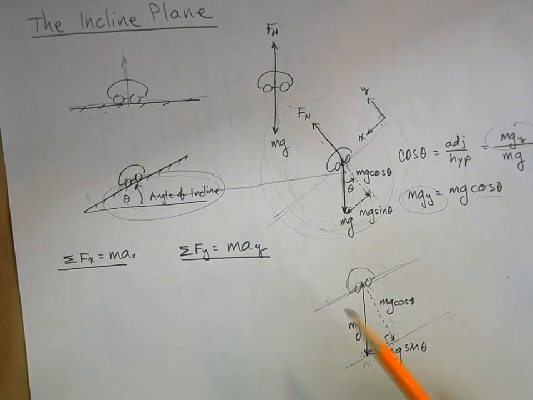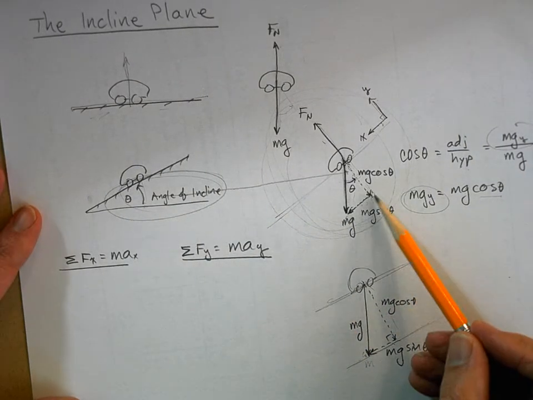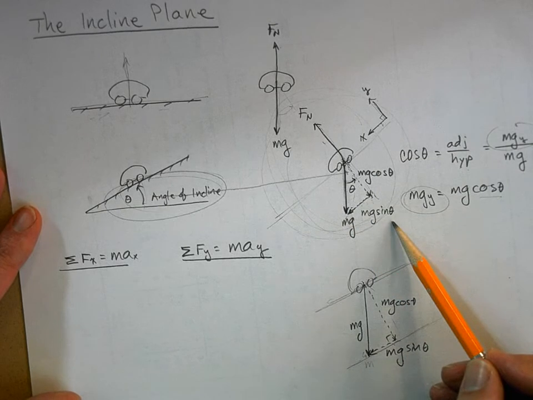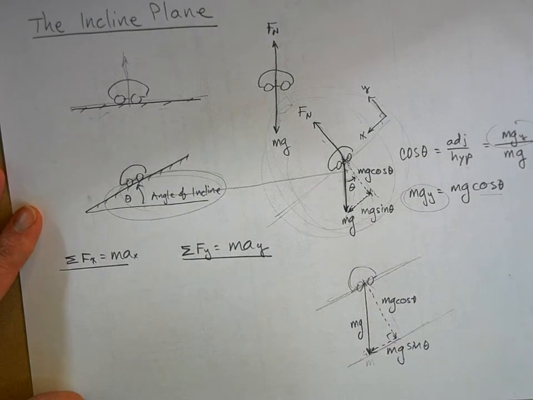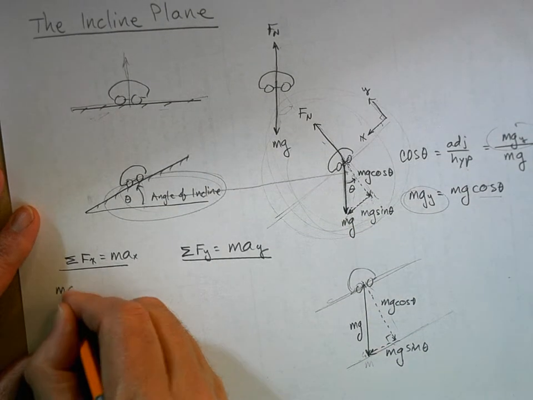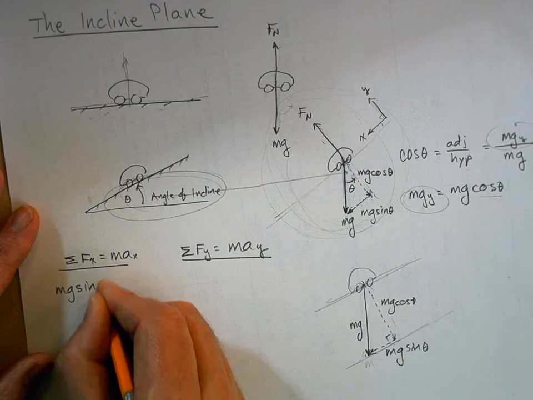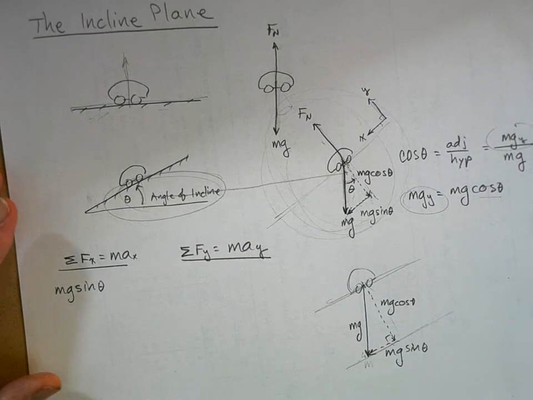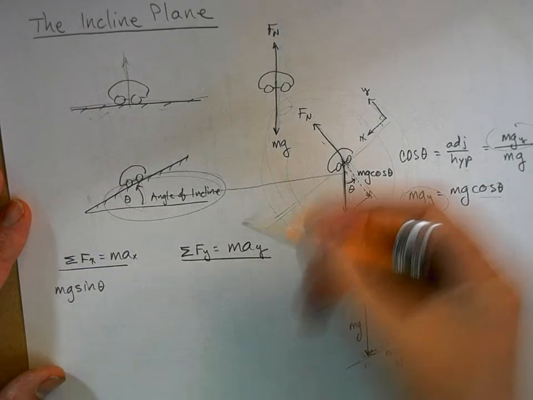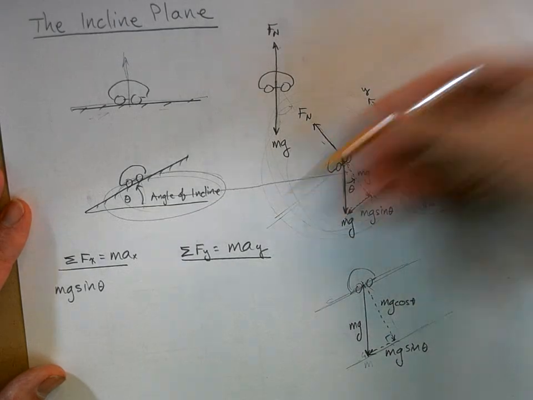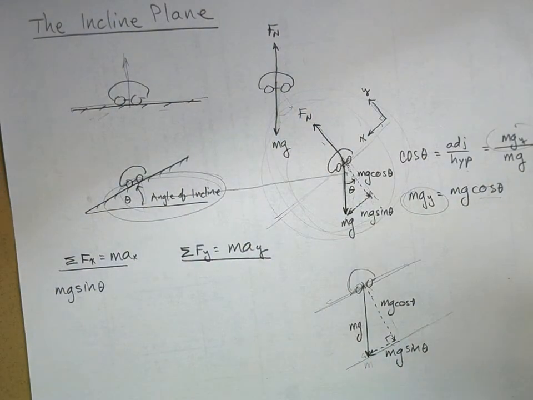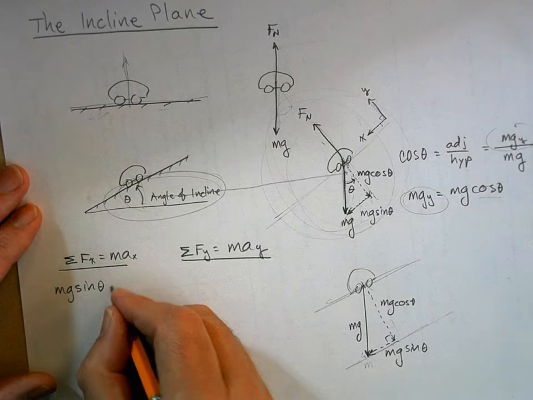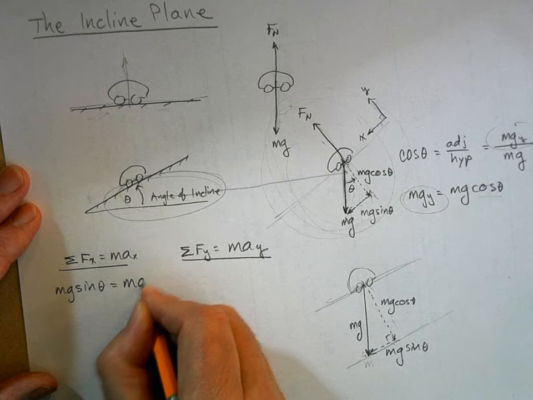There's only one, and that is the component of the weight that's pulling it down the incline. Now, is there acceleration in the x direction? Yes, right? If I release that car, it's going to accelerate down the x direction. So that's going to be equal to ma in the x direction.